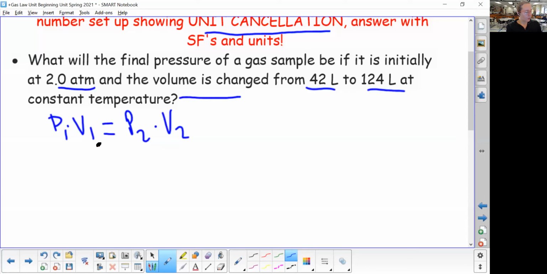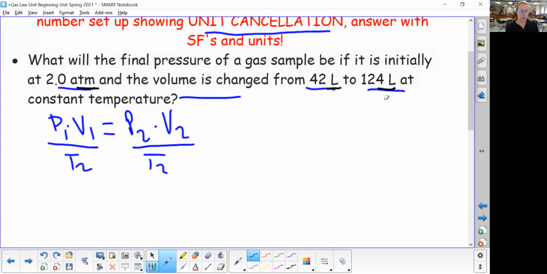So if you wrote pressure 1 times volume 1 equals pressure 2 times volume 2, that's perfect. One way to start, if it's only mentioning pressure, temperature, volume, is just write out the whole combined gas law. Sometimes students do this if they're not sure, just to see what variables they have. It does mention atmospheres, which is pressure, and liters, which is measuring volume.